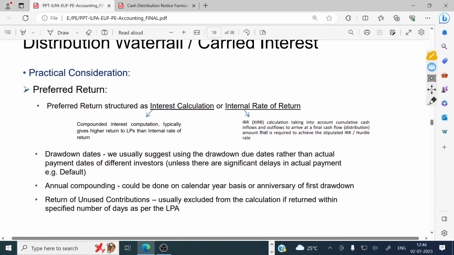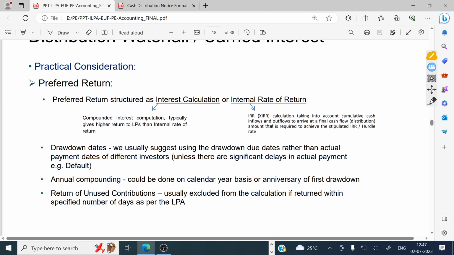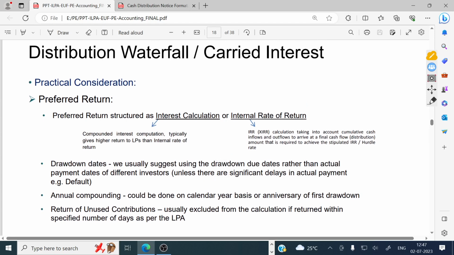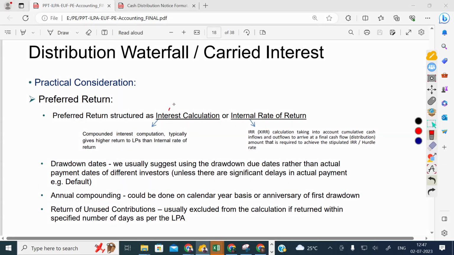Right. Then other considerations: preferred return structure as interest calculation or internal rate of return. Interest calculation, that is easy. Compounded interest computation. There are two types of interest payment calculations. One is simple interest. Note down this one, please. Simple and compounding.